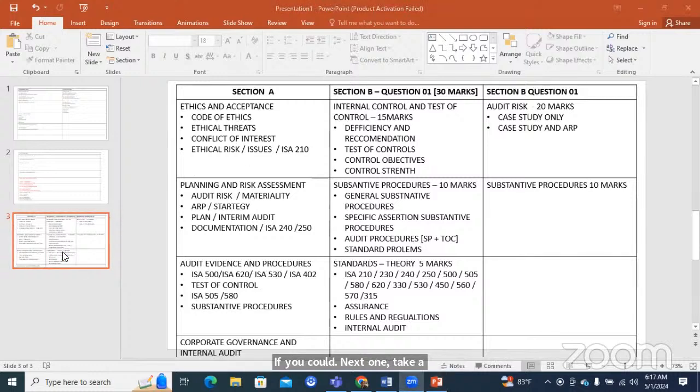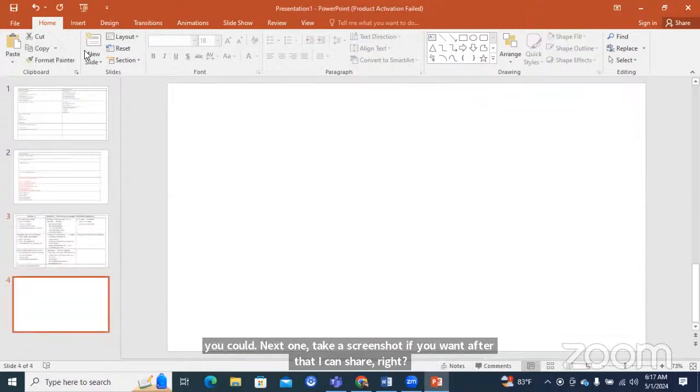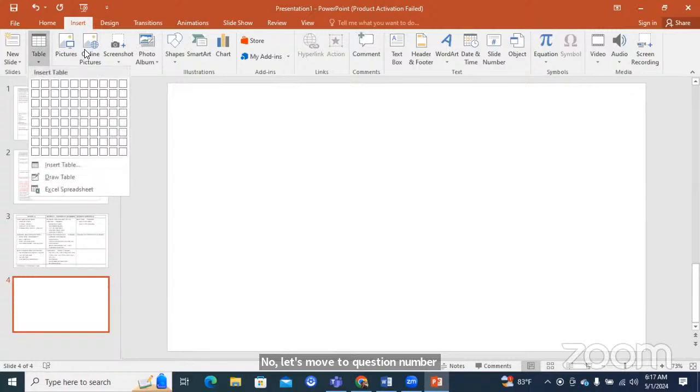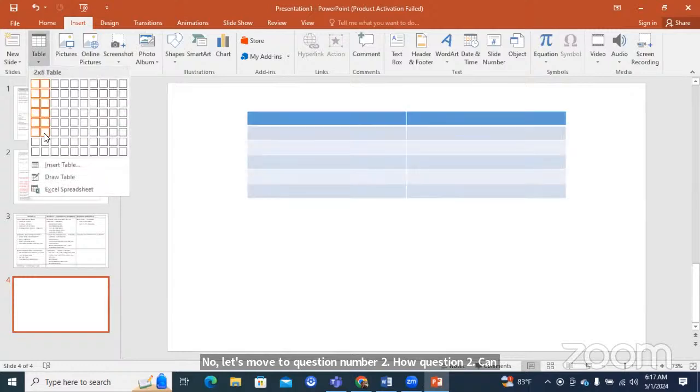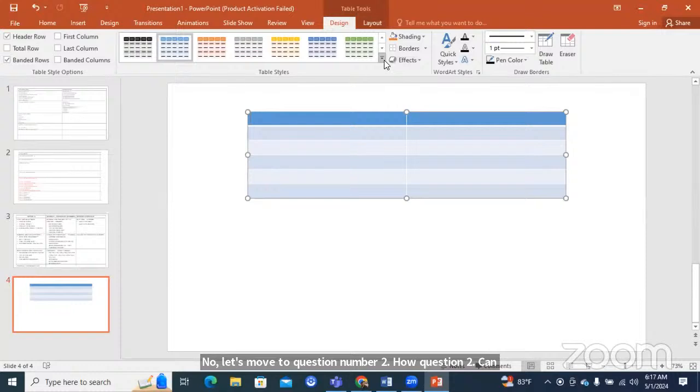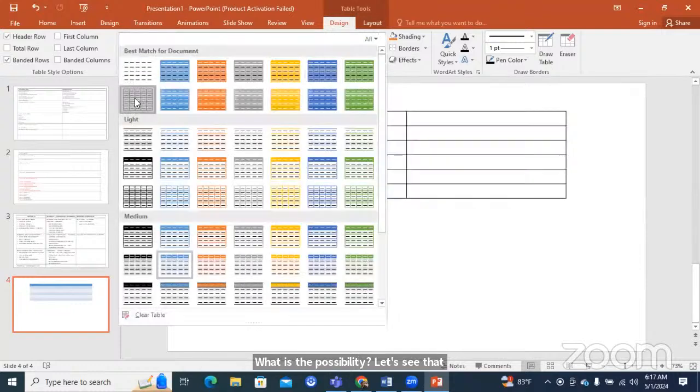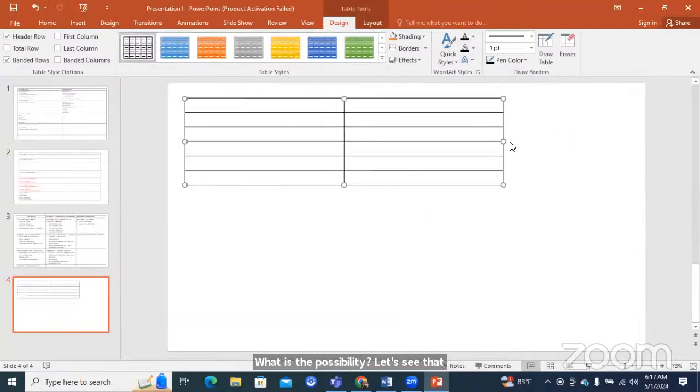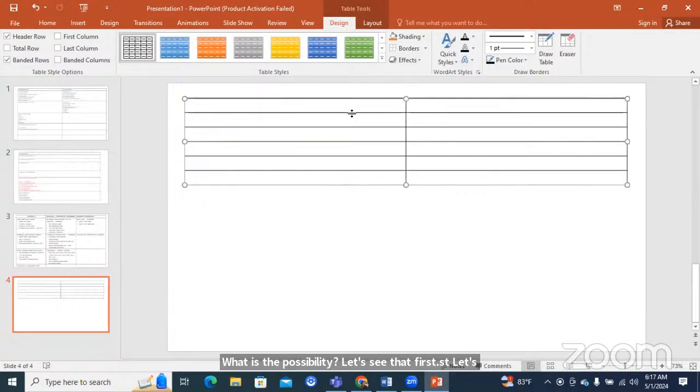Next one, take a screenshot if you want. After that, I can share. Right. Now, let's move to question number 2. How can question 2 be tested? What is the possibility? Let's see that first. How section B, question number 2 can be tested.